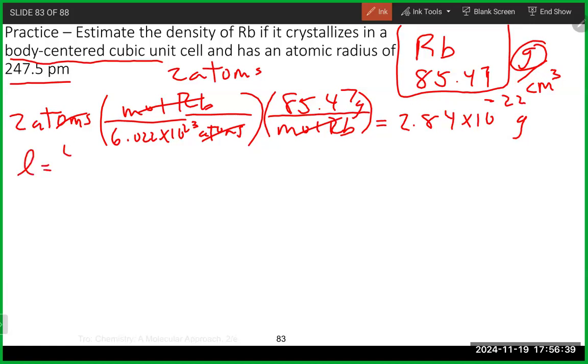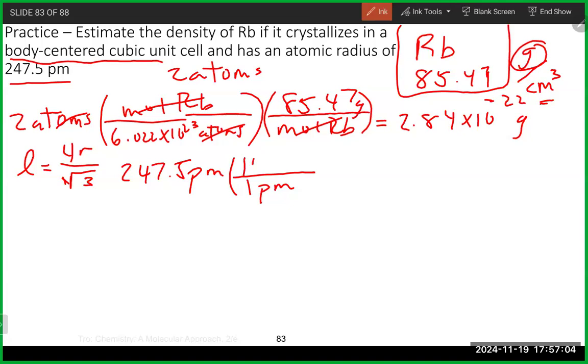The length would be 4 times r divided by the square root of 3. And once again here, I'm going to do the conversion of picometers to centimeters just to get me into the right units so everything's all good. So we'll go 247.5 picometers. Again, as we saw in the last example, 1 picometer is 10 to the minus 12 meters. And then we could do our 1 meter is 100 centimeters there.